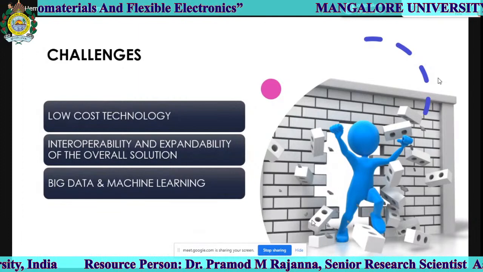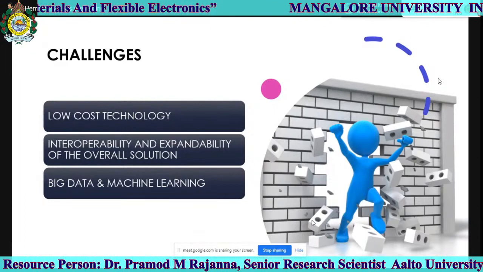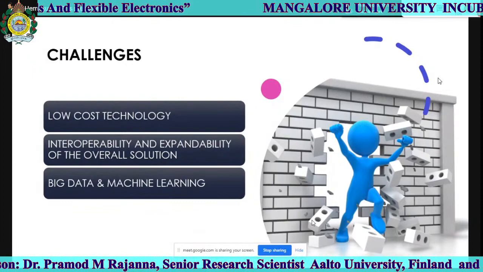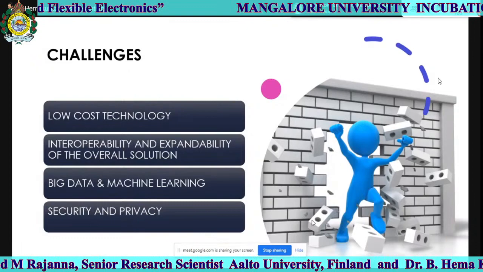For that, you require machine learning algorithms. So these are also factors, a really challenging part of the thing. And the last factor, as everyone has mentioned, is the security factor. How far is my data secure? When I share my personal data, how far is it secure?